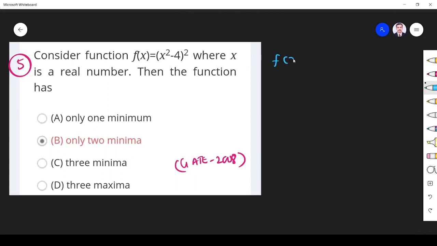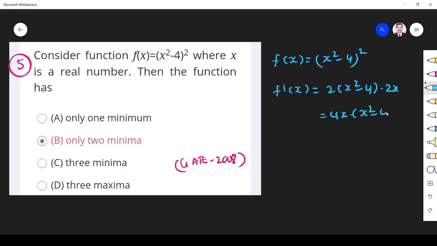Okay, let us see. f of x is given as (x squared minus 4) whole squared. Whenever you want to solve the problem, please refer to the procedure from my video on maxima and minima, where I explain how to solve it. First we have to find f dash of x. It is 2 into (x squared minus 4) into 2x, that is 4x into (x squared minus 4). We equate this to 0, so x is equal to 0, plus 2 or minus 2.